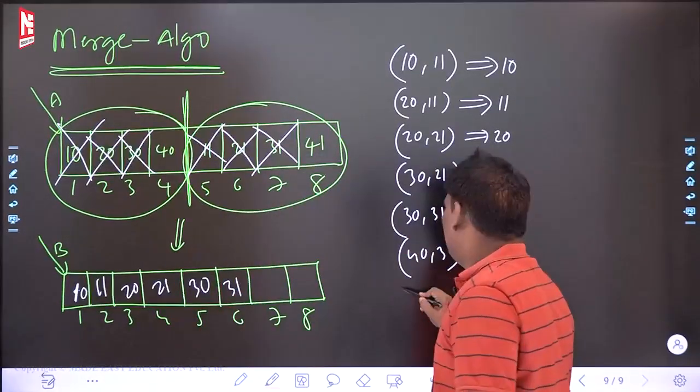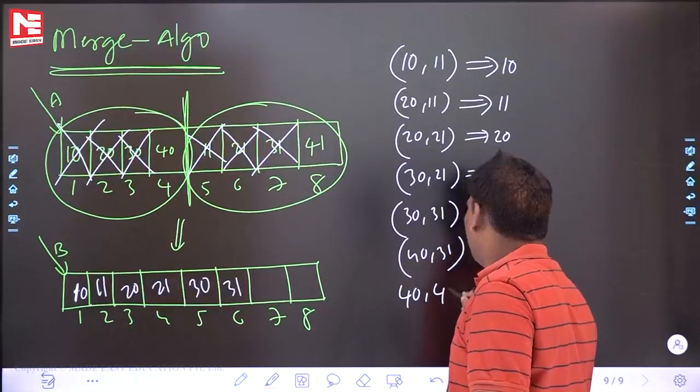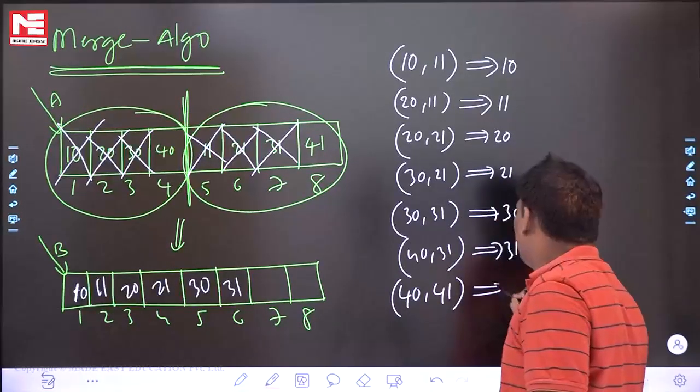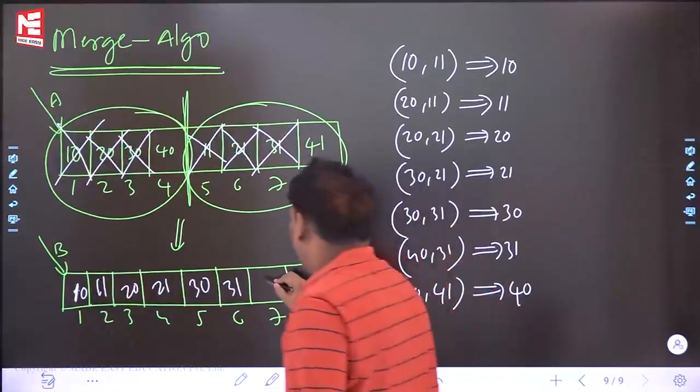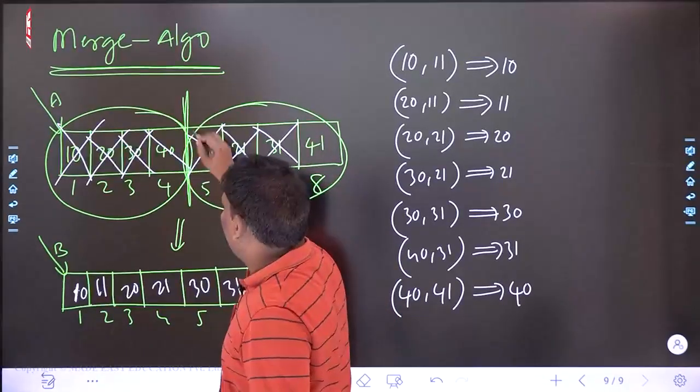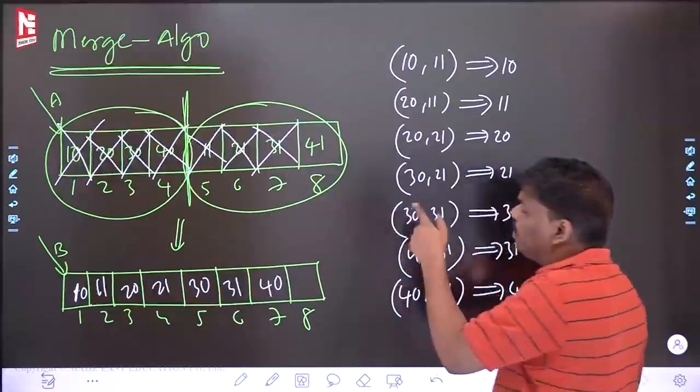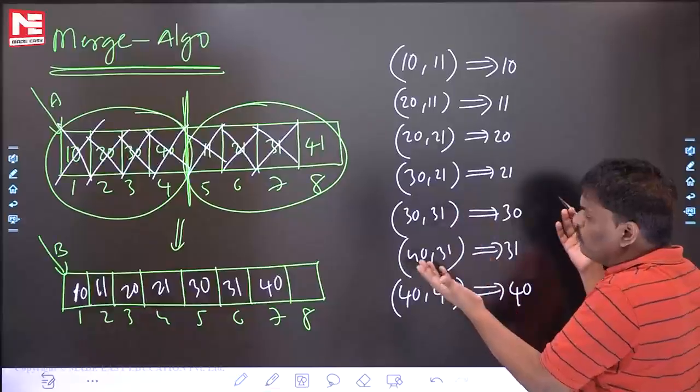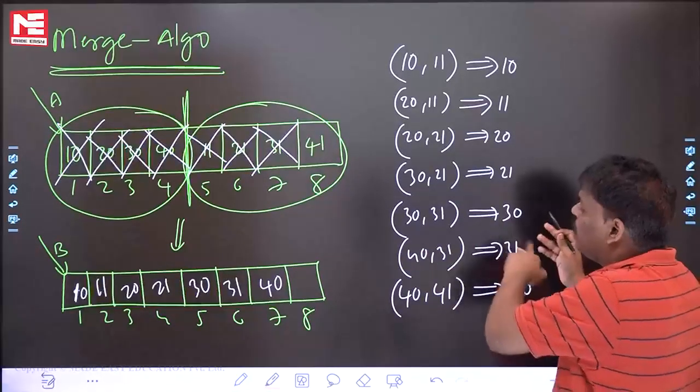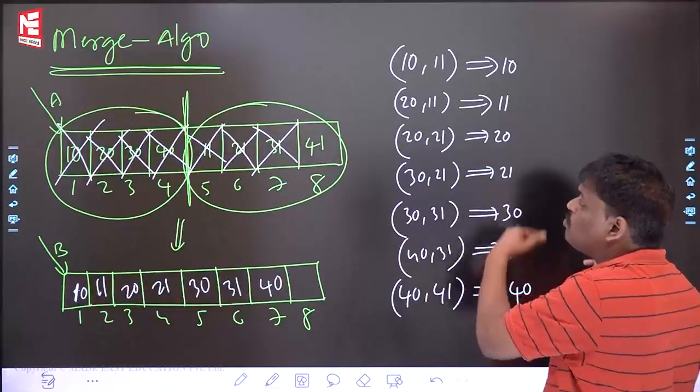Next. 40, 41. Who is the winner? The smaller one. Who is that? 40. Right, like that. Can you help me once more? Like that every time, compare, right? Take the first persons of both groups, compare, and whoever is smaller, take that in the answer.